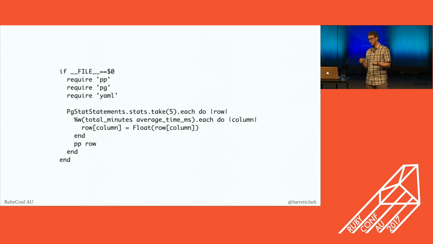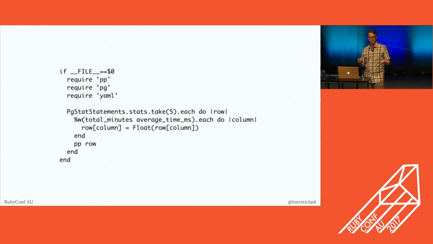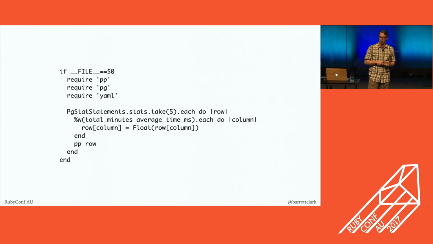So when the file is required, this won't run, but if it's run from the command line, it will. So this gives us an executable script also. So we're going to run the PG stat statements, take the first 5 results, and print them out here.